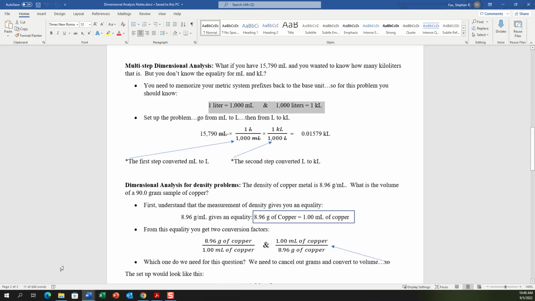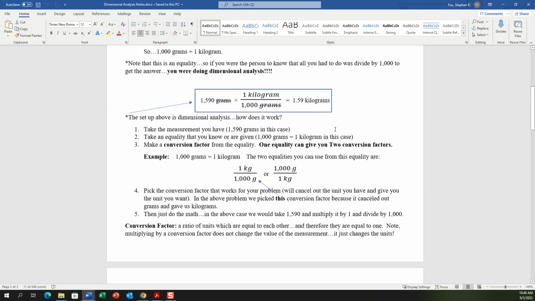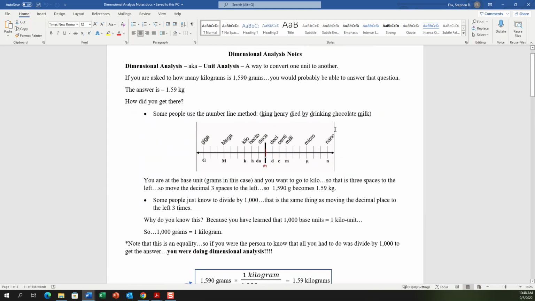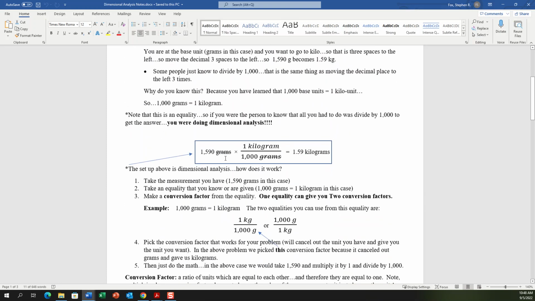If you look at your dimensional analysis notes, the main thing I want us to understand is dimensional analysis. We're taking a measurement that we have. So in this case, it was 1,590 grams, and we're multiplying it by a conversion factor. And a conversion factor is this ratio.